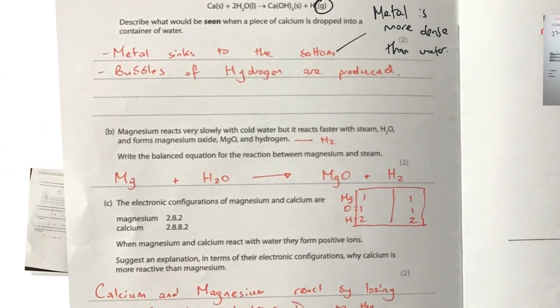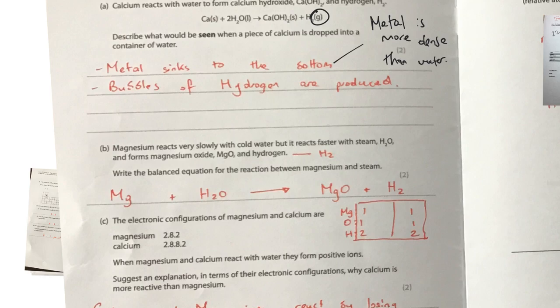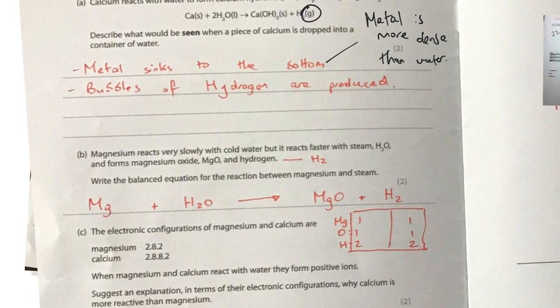Magnesium reacts very slowly with cold water, but it reacts faster with steam and forms magnesium oxide. They've given us an equation here. So we're going to form MgO, and we know that it's H2. So all I did at first was I wrote out my equation, and then down the bottom here I'm just balancing it up. And it's quite a nice one actually, because it shows that it's balanced on either side. We don't really have to do a lot to that one.